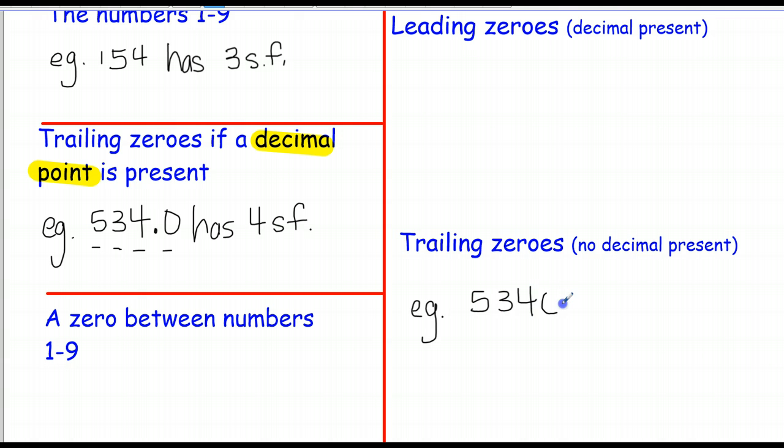Let's take a similar number. So 5, 3, 4, 0. Now these are very different numbers. 534 is different than 5,340. But what we just want to learn here is, doesn't matter what number you have in front of you, are they significant or are they not? So the same rule applies: significant, significant, and significant, because they occur 1 through 9. This trailing 0, because there's no decimal point, is not significant. So this actually only has 3 significant figures.